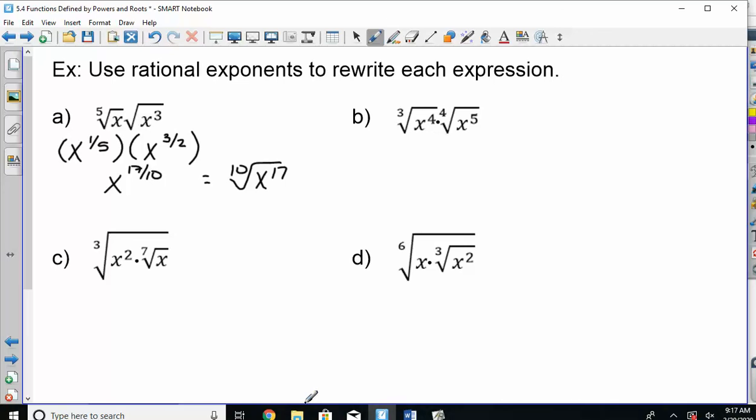The homework is going to be on Math Excel, so you just have to watch the directions. It'll tell you to write your answer as a radical or write it with integer exponents.